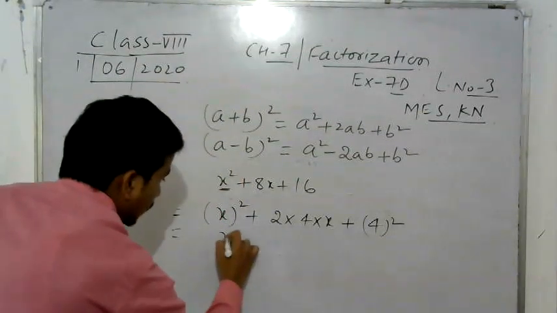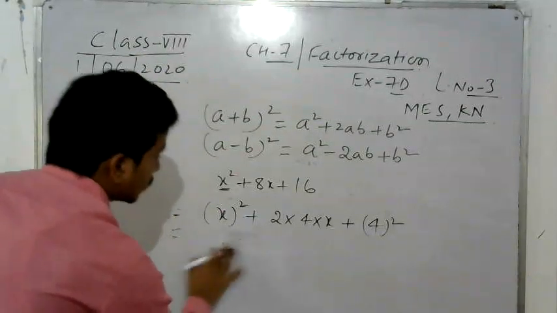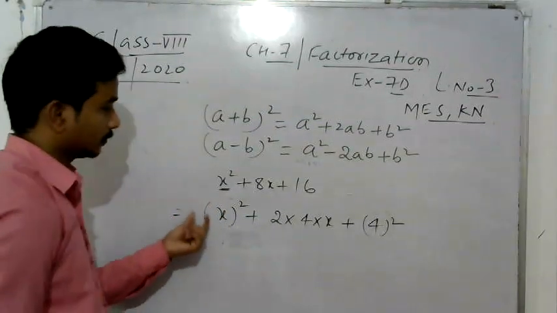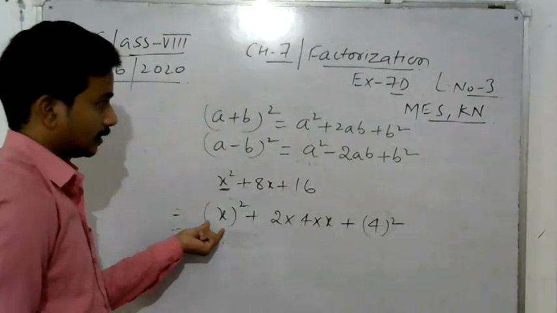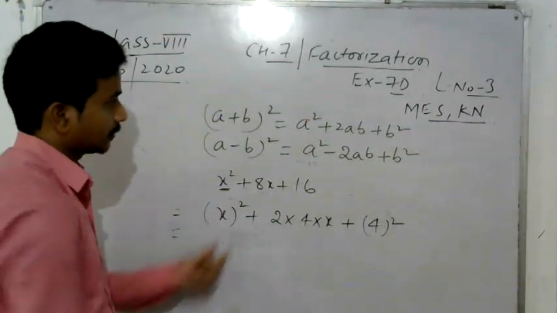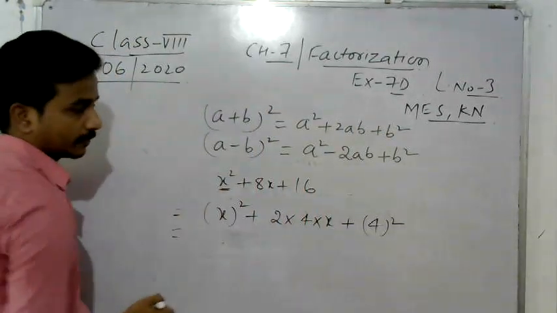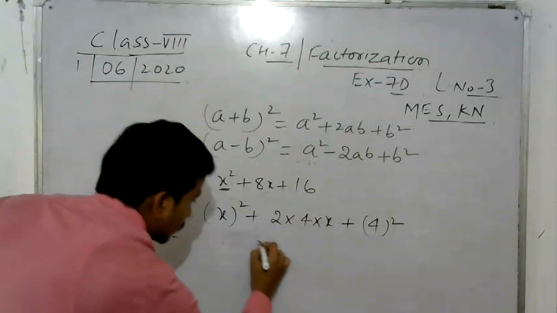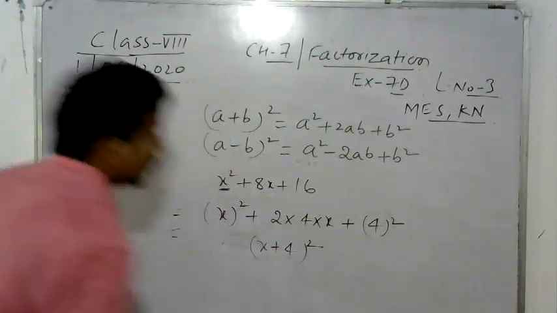We know that I can write a square plus 2ab plus b square as whole square of a plus b. So this is nothing but whole square of x plus 4. In this way you will factorize it.